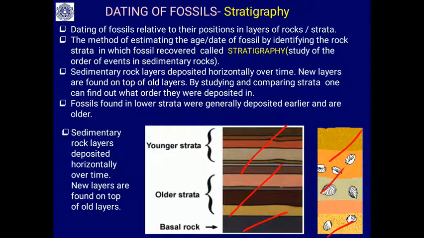Sedimentary rock layers are deposited horizontally over time, as you have seen in this animation. New layers are found on top of the old layers. By studying and comparing the strata, one can find out in what order they were deposited. So fossils found in the lower strata were generally deposited earlier, and they are older. Those in the upper strata are the recent fossils. That is why you will see recent fossils in the upper layers.